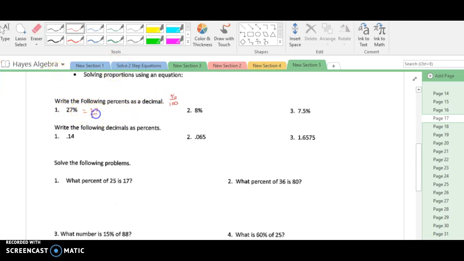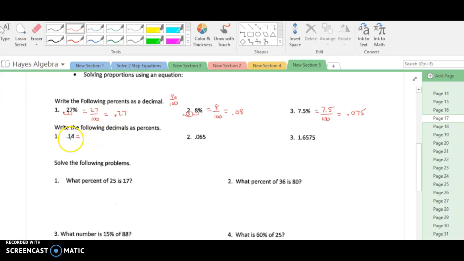So 27 divided by 100 is 0.27. You could also think you move the decimal 2 places to the left. 8%. When I do 8 divided by 100, I get 0.08. If you move the decimal 2 places, fill in the empty space with a 0. Then 7.5%. If I take 7.5 divided by 100, that would give me 0.075.